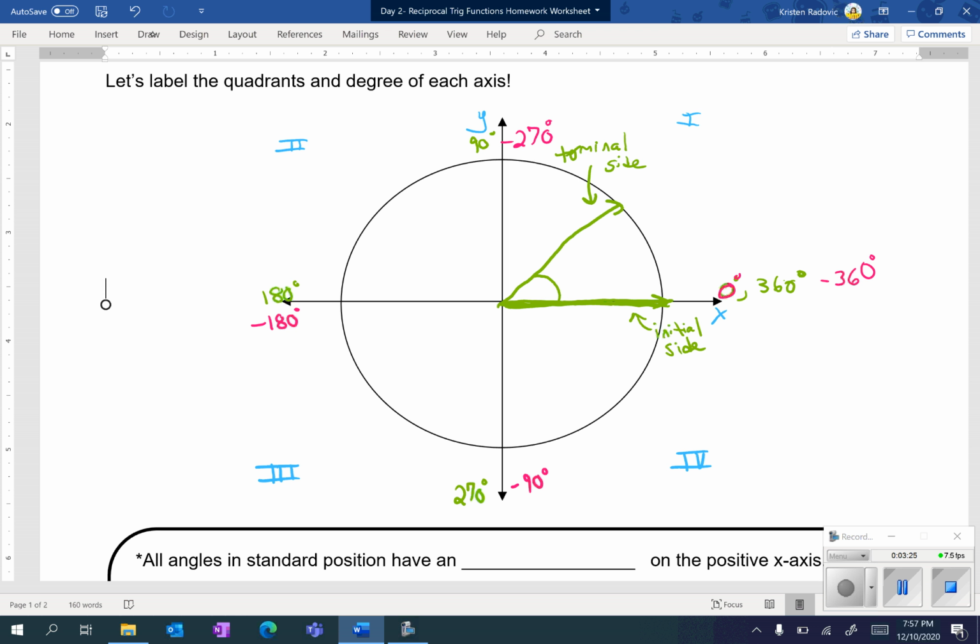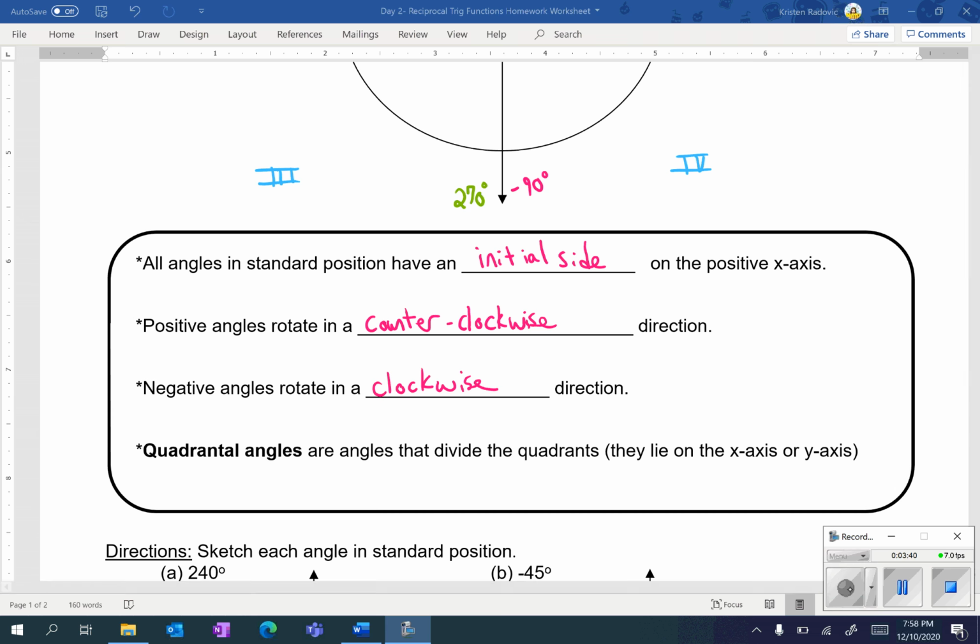It is important to remember 0, 90, 180, 270, and 360. Because each of those angles begins at the start of each new quadrant, they are called quadrantal angles. So pause the video, take a minute, and copy down the vocabulary that we just went over.